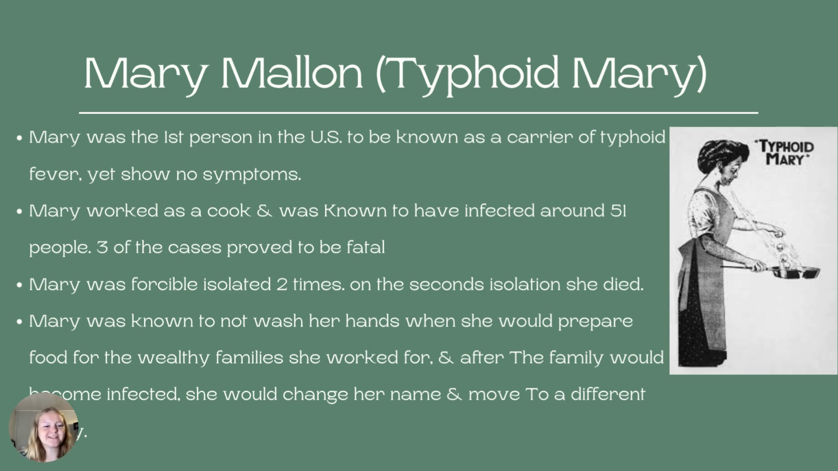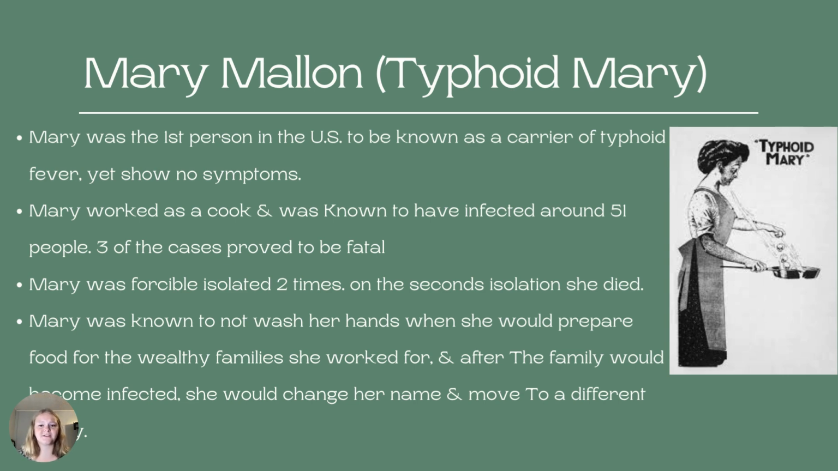So Mary was forced into isolation 2 times, and in the second isolation, she died. Mary was known to not wash her hands when she would prepare food for the wealthy families, and she would quite literally get the family infected, change her name, and move to a different family and get them infected. It was just one big cycle.